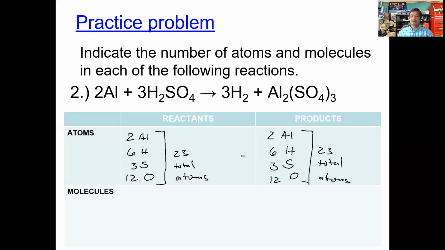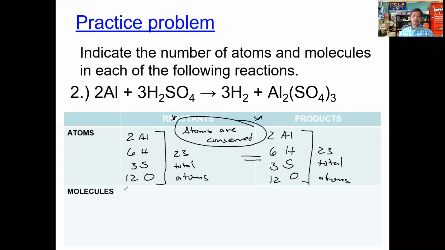And we see then that those should be equal because atoms are conserved. And I want you to keep remembering this, folks, because this will come up again and again. So atoms are conserved, and we see that here. We start out with 23 total atoms. You end up with 23 total atoms. Not only are the numbers the same, but the types are the same as well.